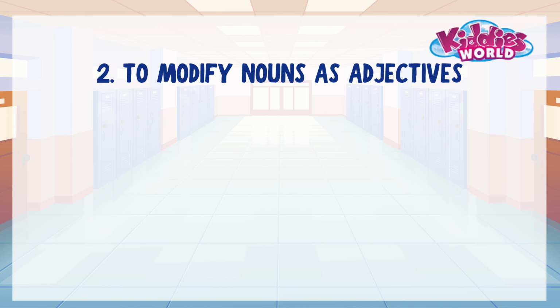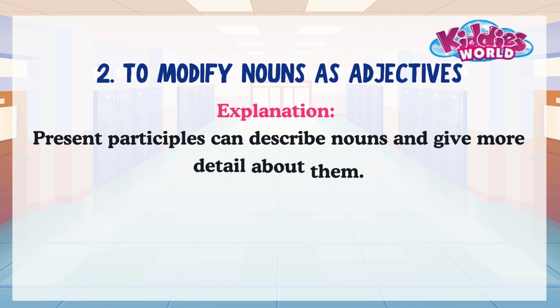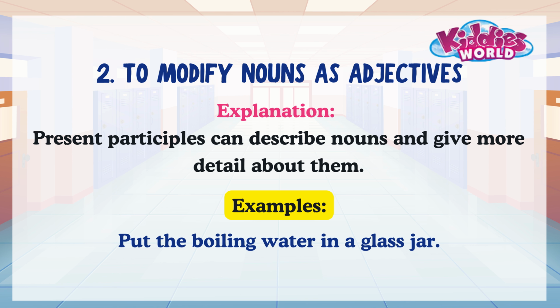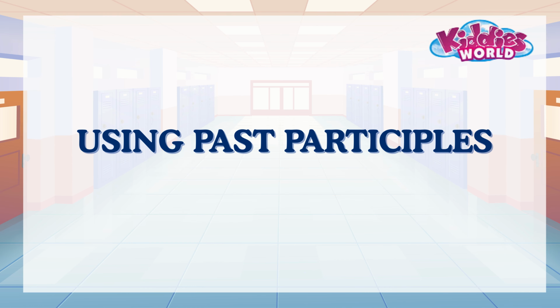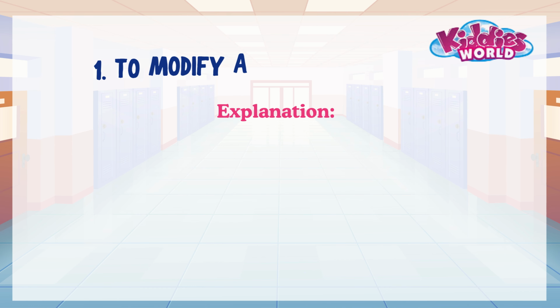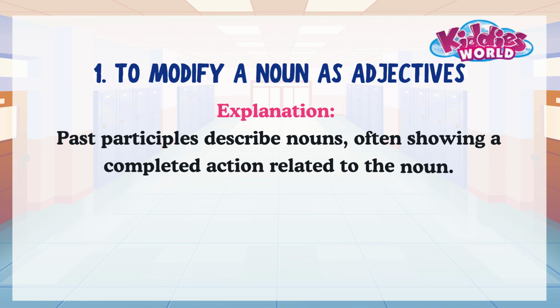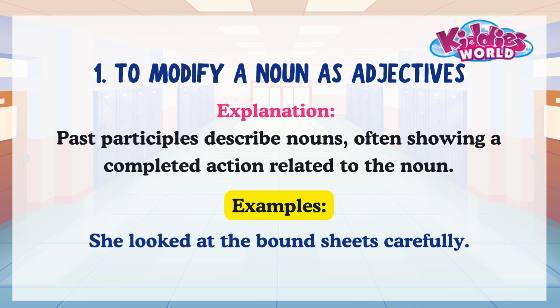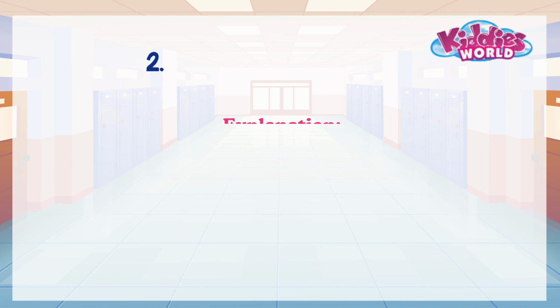2. To modify nouns as adjectives. Present participles can describe nouns and give more detail about them. Example: put the boiling water in a glass jar. Using past participles. 1. To modify a noun as an adjective. Past participles describe a noun, often showing a completed action related to the noun. Example: she looked at the bound sheets carefully.